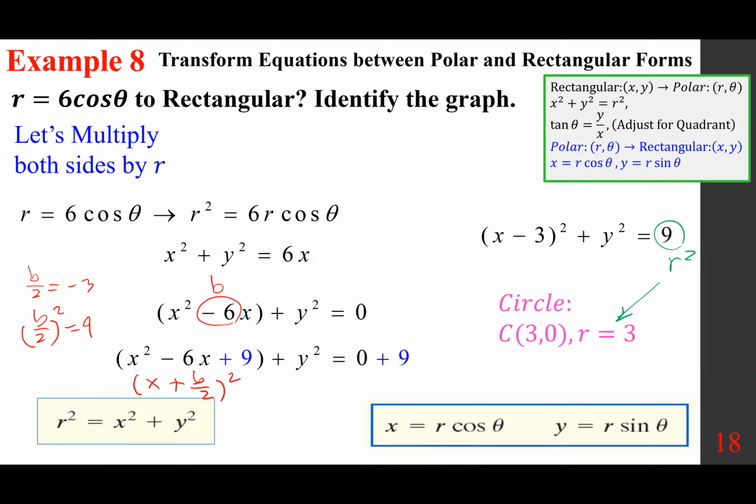So again, just reminding you of the equation of a circle.